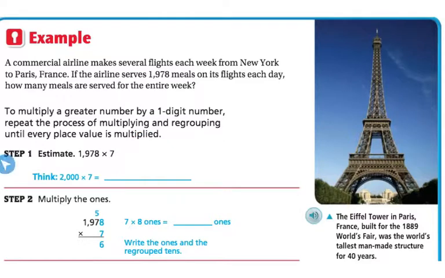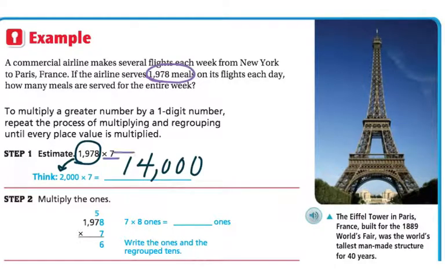So we're going to do step one, we're going to estimate. And this is really important, boys and girls, that you start with estimating first, because remember, it's going to allow us to know if our answer is reasonable in the end. So 2 times 7 is 14, so we know that 2,000 times 7 would be 14,000. The reason we picked 2,000 is that it's very close to 1,978, which is how many meals are served on the flight. So we're taking the amount of meals on the flight and multiplying by 7.